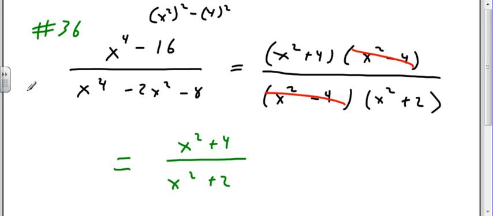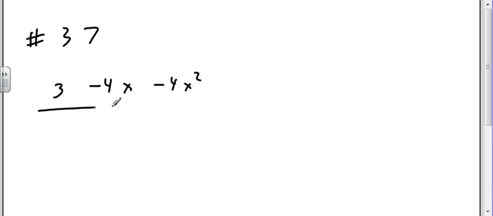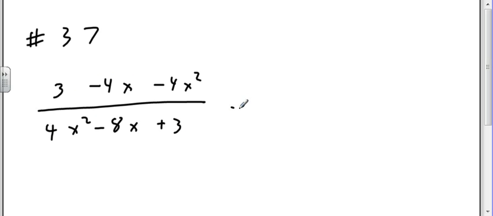All right. Number 37. 3 minus 4x minus 4x squared. Now, is that spelled right? We normally put the x squared term first, so why are we spelling it backwards like that? Well, it turns out it is spelled right because we don't want a negative sign out in front. So, all right, well, let's see. Got to factor these guys.